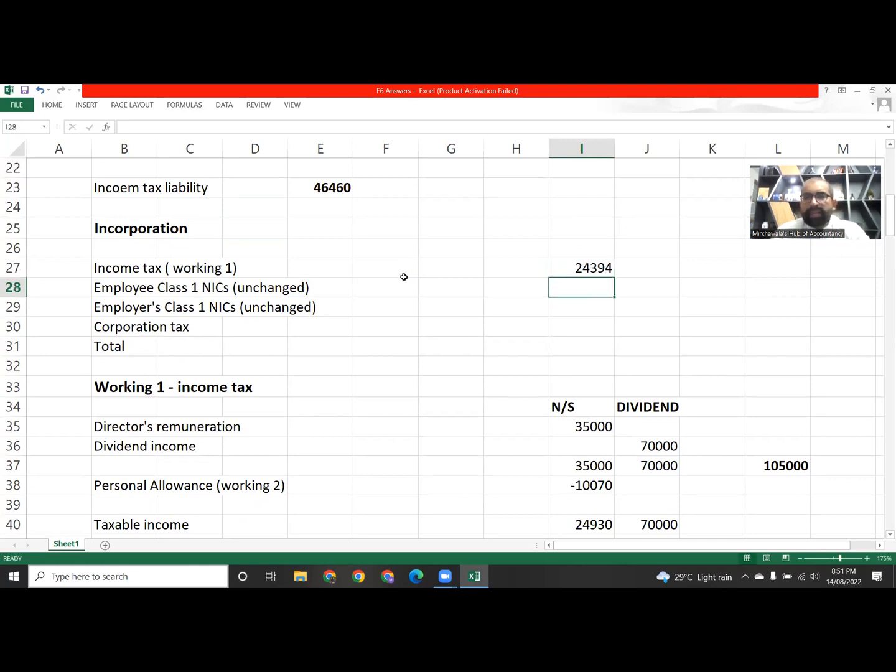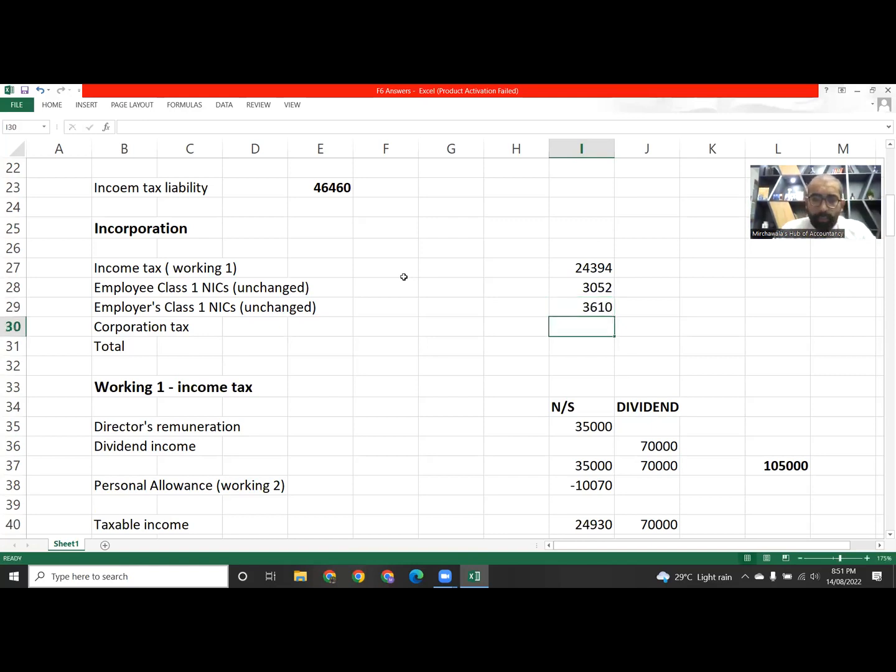Now as I told you, in this second case, your class 1 employee NIC will remain the same, because there is no change in the salary, so the class 1 employee NIC and class 1 employer NIC will remain the same. What was the number? It was 3052, and the second number was 3610. I just copied these from the question.